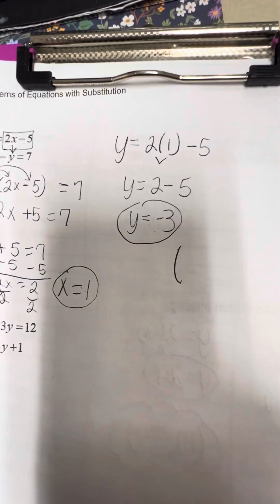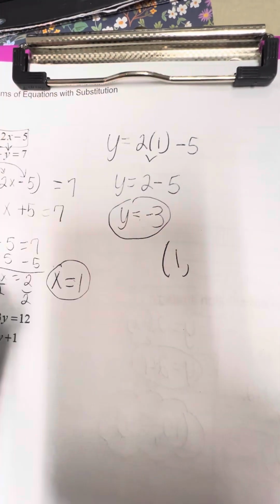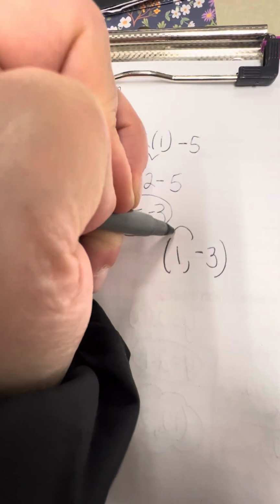So now I'm going to just get my answer and write it in coordinate form. X comma y, so our 1 comma negative 3, and that would be my answer that works for both equations to make them true.